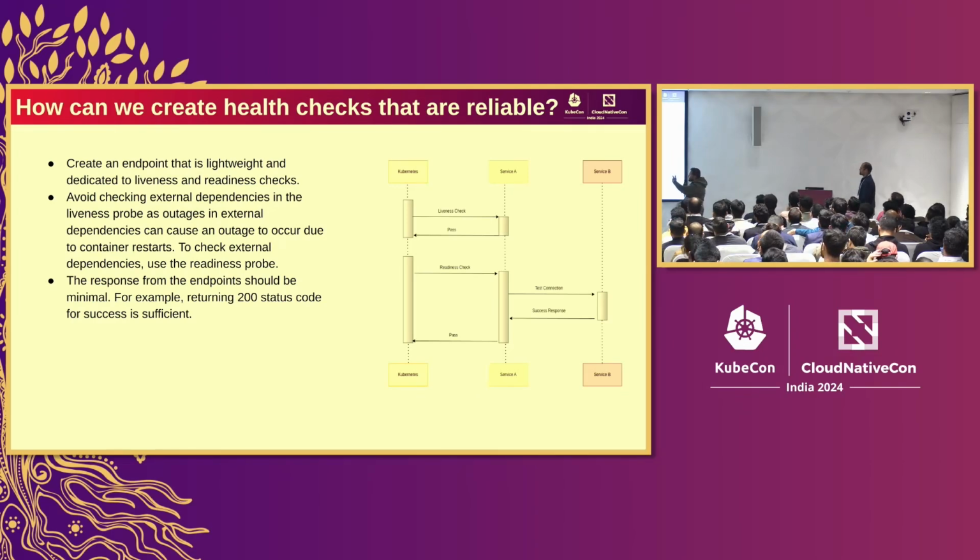The second thing is an important one. There are scenarios I've spoken about, like in a microservices architecture in the distributed world, where one service is dependent on another, like a backend is dependent on a database.